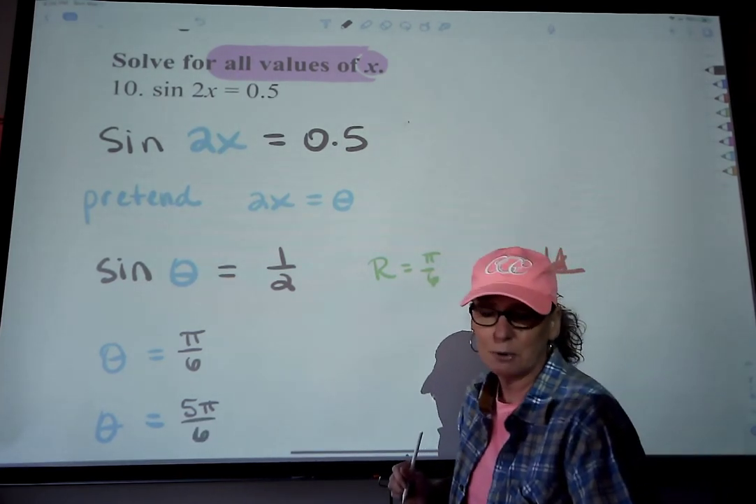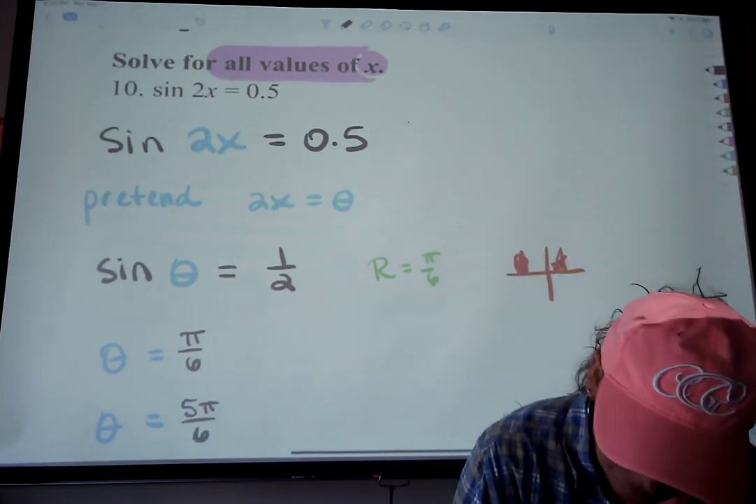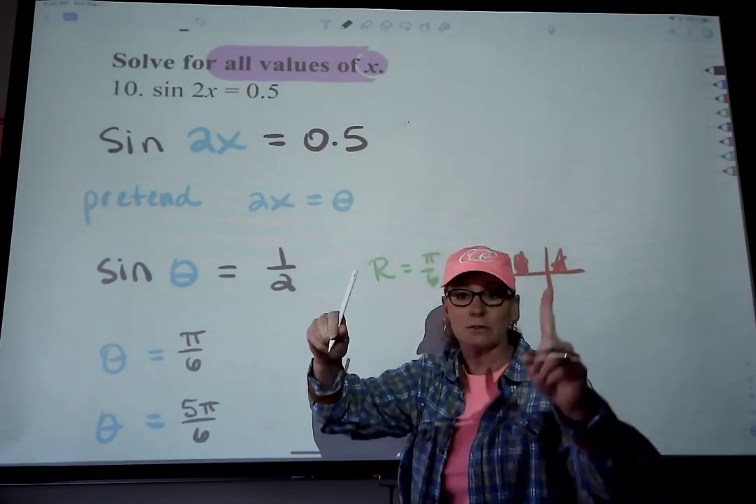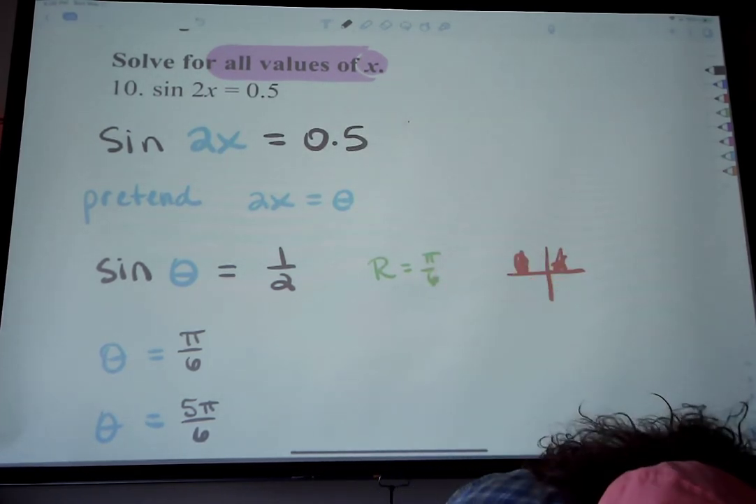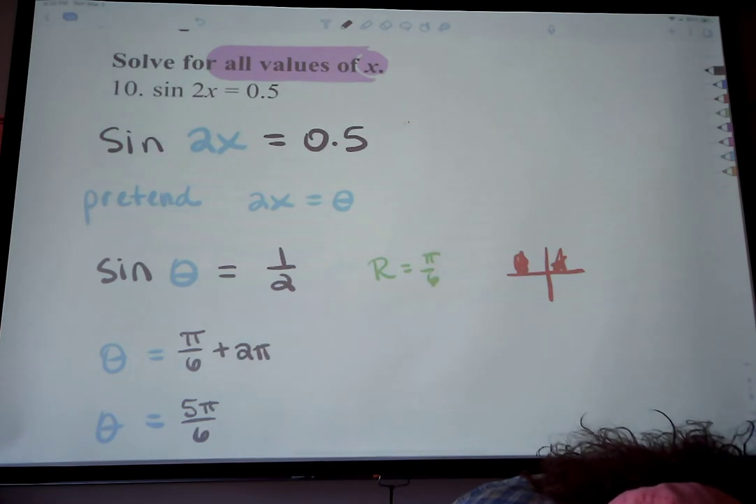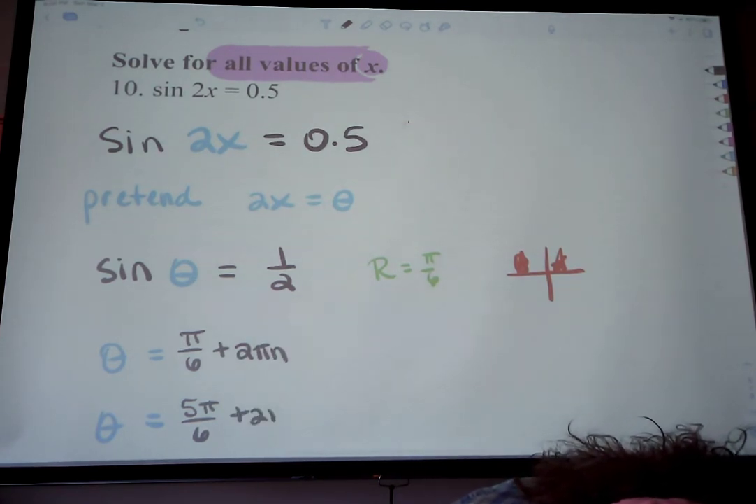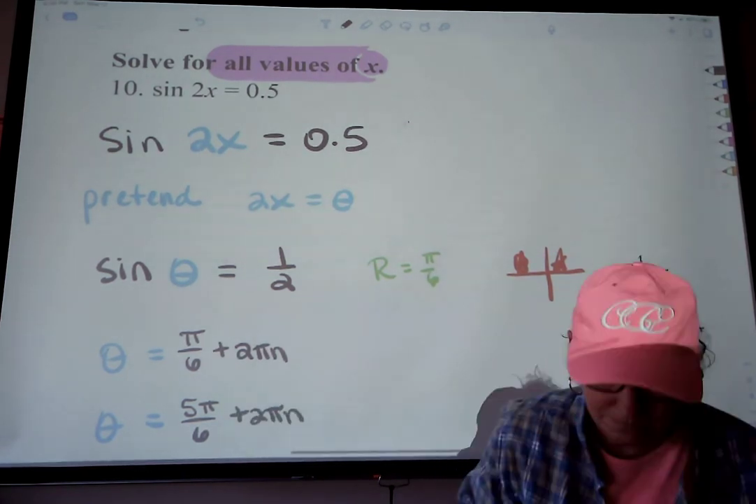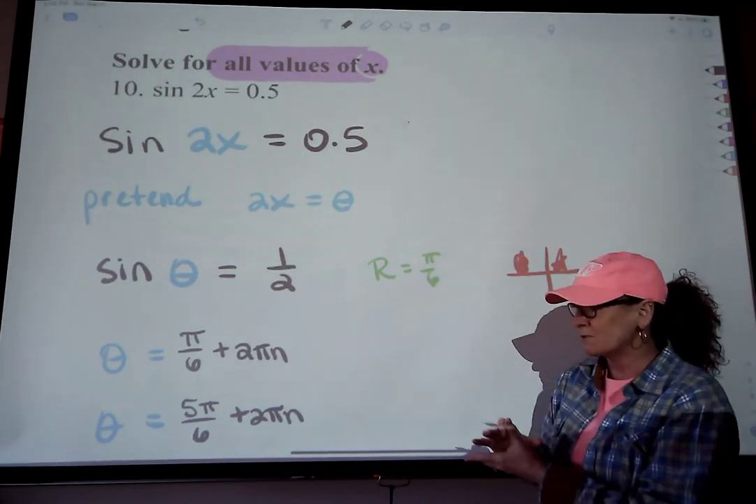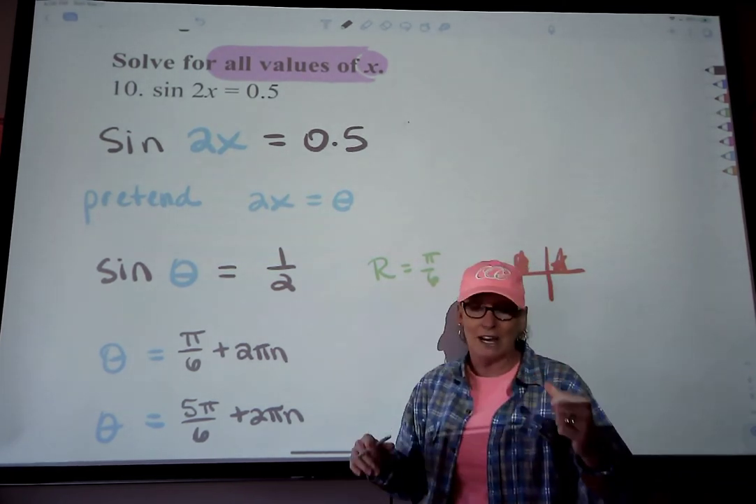What did it say? Do I have to put the plus 2 pi n on it? Yep, it did. All values. Okay, put your plus 2 pi n on it, plus your revolutions. Once it looks like you're pretty much finished with the problem, now you have to go back to reality.